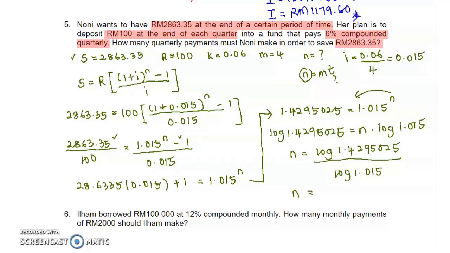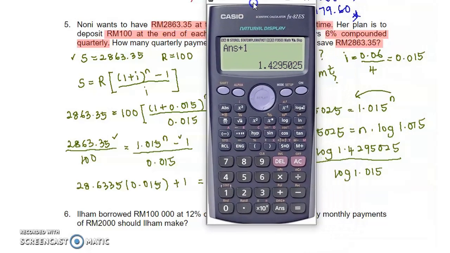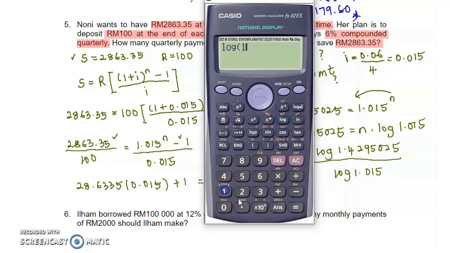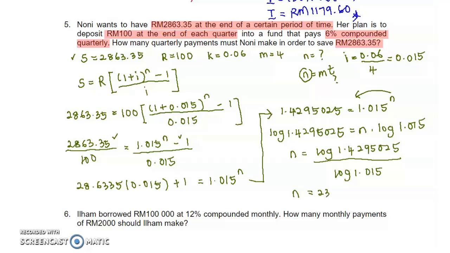So remember, n, how many quarterly payments? n cannot be negative. Okay, log 1.4295025 divided by log 1.015 equal to 23.999. So since it is how many quarterly payments, round off to nearest whole number. So n equal to 24. So for annuity of 100 ringgit, you pay for 24 times.